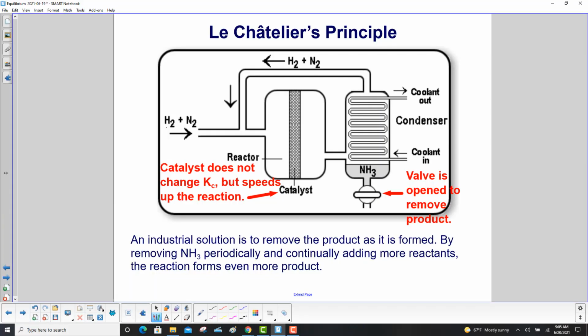What you also can do, and this is what industry does, is remove the product as it's formed. By removing ammonia periodically and continually adding more reactants, the reaction forms even more products. It keeps shifting over to products. So here's a little valve that's open, and that takes the ammonia out. And then we have a catalyst here. That, of course, does not change the equilibrium constant, but it does speed up the reaction, also a positive for industry.